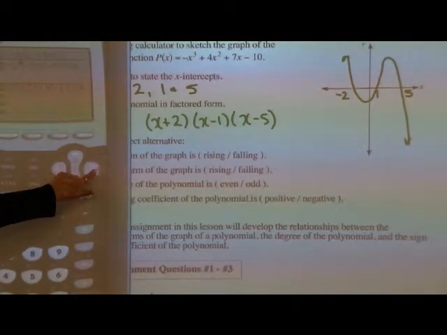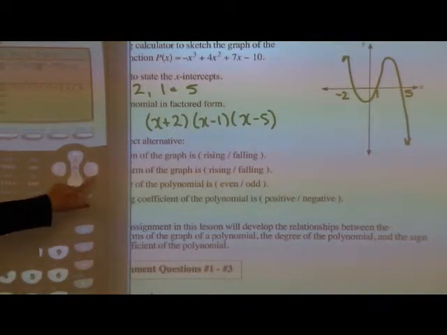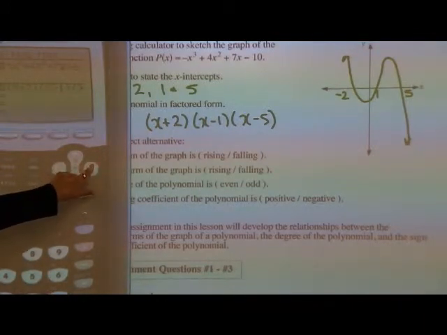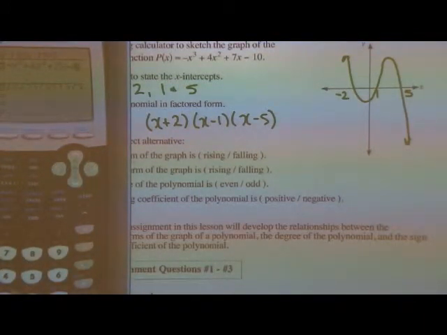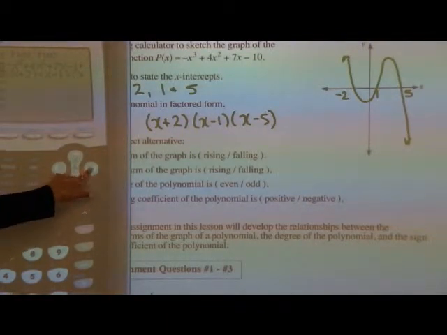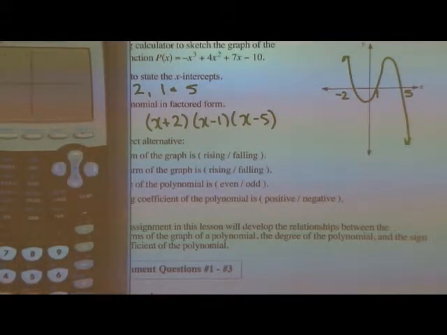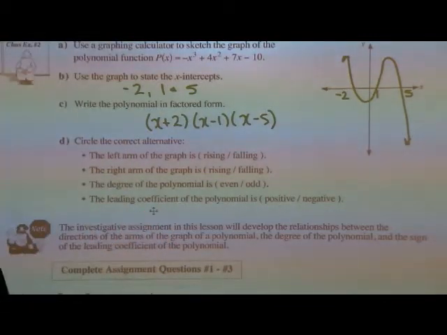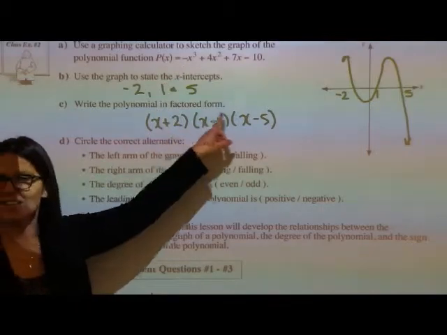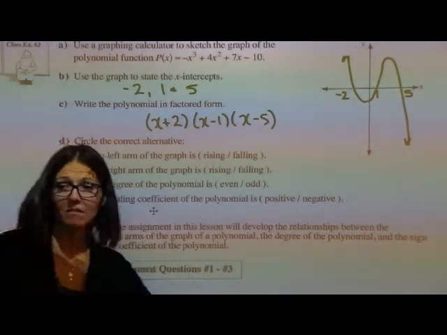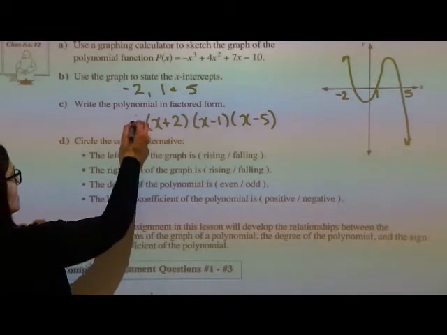So negative x cubed, 4x squared, plus 7x, minus 10. X plus 2, x minus 1. So do I get the same graph? No, I don't. Why? What's the first term of my graph? Because it's a negative. How do I get this negative x cubed in there? If you reflect it. What if you reflect it?